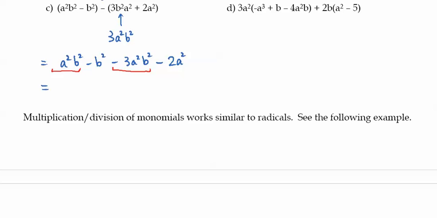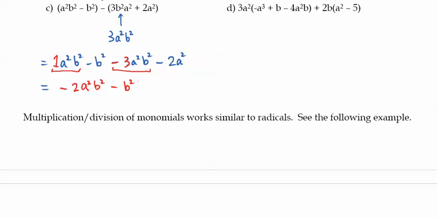This is basically the same as 1 apple minus 3 apples, and you end up getting -2 apples. It doesn't make sense to have -2 apples, but this is the concept. You simply consider the a squared b squared as one single piece. Starting with one of them, minus 3 of them, you end up getting -2 of them.